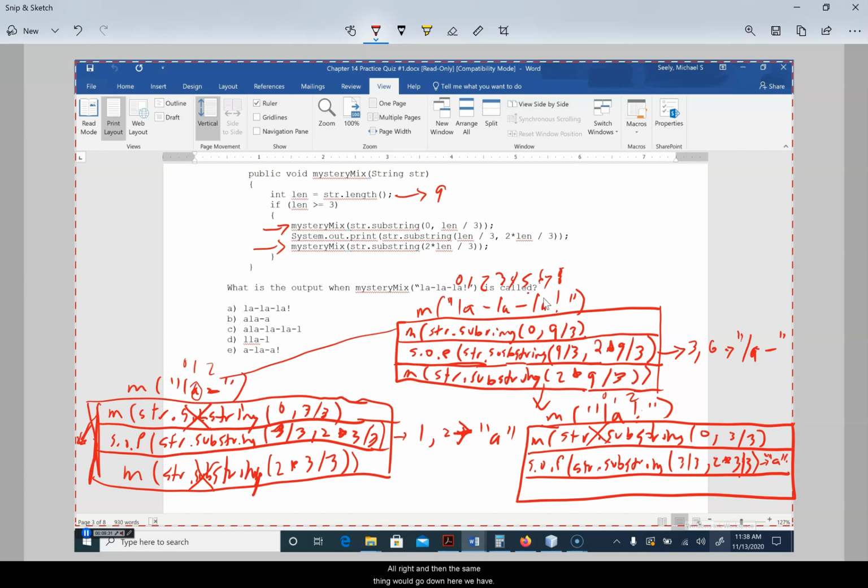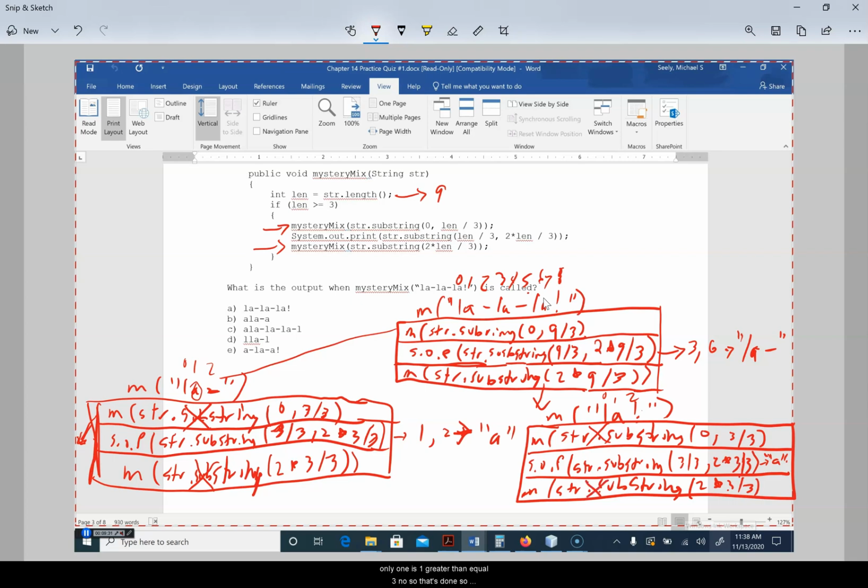All right, and then the same thing would go down here. We have M, str.substring, and then you'd have what's the original? 2 times 3 divided by 3, and that's 2. So 0, 1, 2 is just the exclamation point. When the exclamation point gets passed in, the length is only 1. Is 1 greater than or equal to 3?